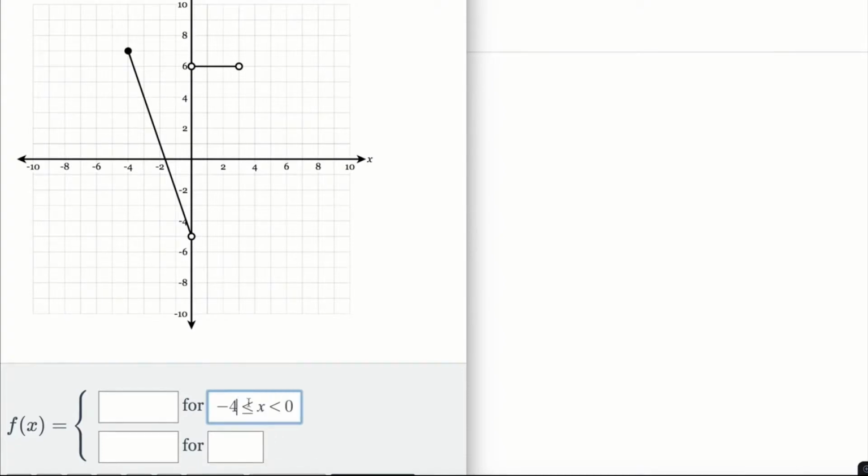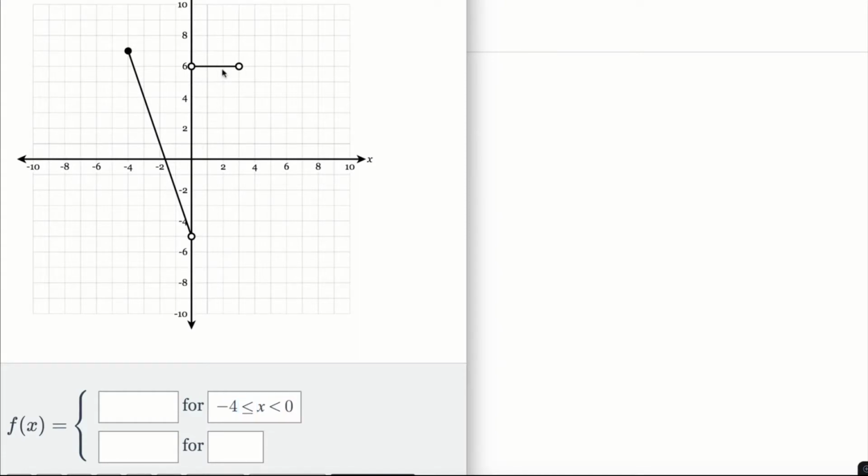Now, the reason we use less than or equal to x here is because x is allowed to equal negative 4. I see a dark circle, a closed circle, which means that that point is included in the domain. But this is an open circle, so when x is 0, this rule shall not apply. In fact, this rule up here also does not apply when x is 0. Our function is undefined when x is 0.